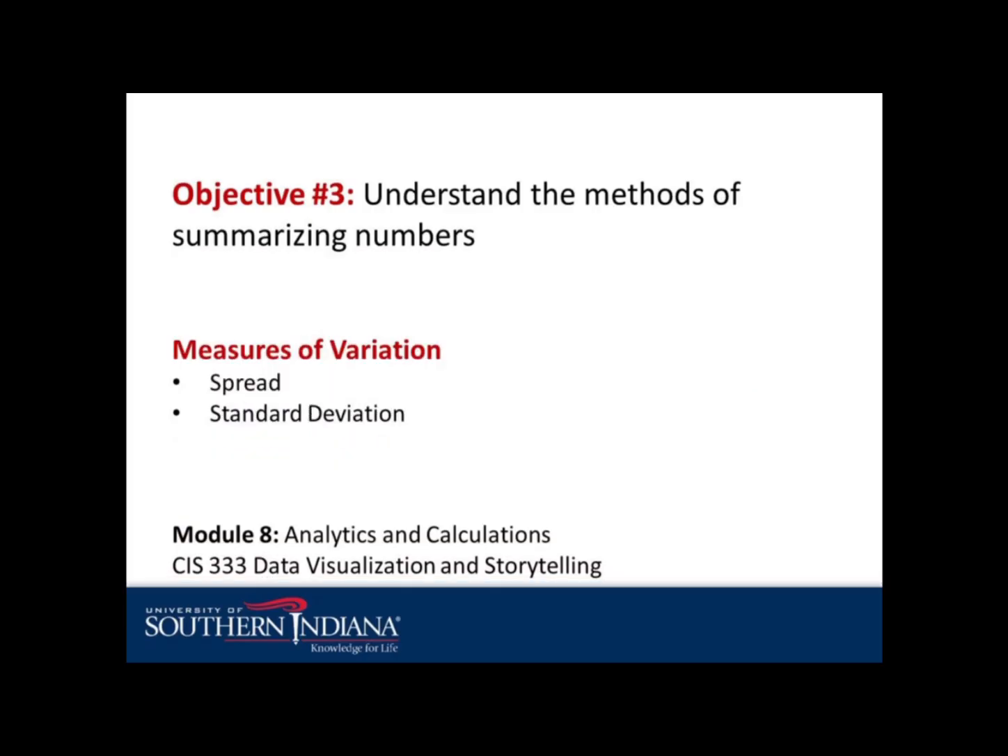Okay, so let's switch gears from central tendency to measures of variation. And there's two types of measures of variation. There's spread and there's standard deviation. So the spread just means your highest value minus your lowest value. And again, just like mean and just like mid-range, very sensitive to extremes, because again, you're taking a highest value and a lowest value.